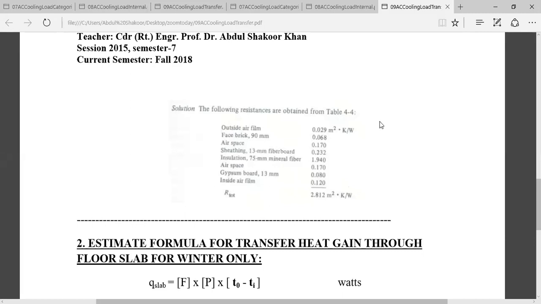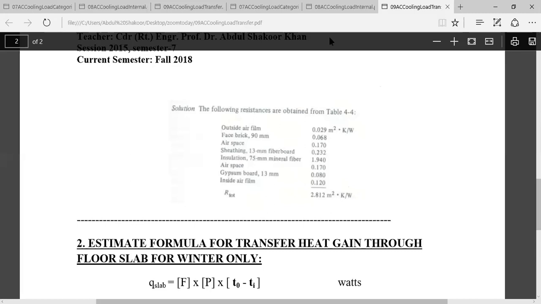So here we will stop today's particular lecture. The next lecture will be after approximately 20 to 30 minutes, at 10:35, inshallah. Okay then.